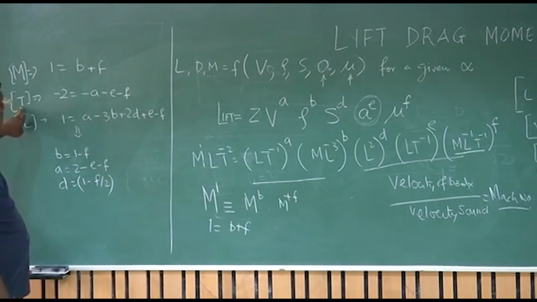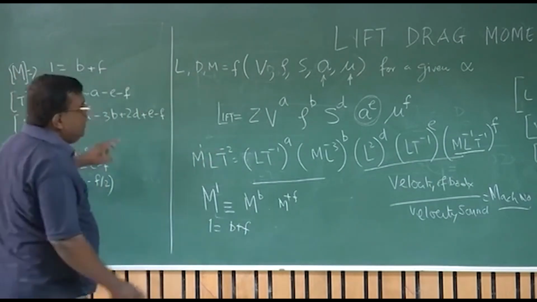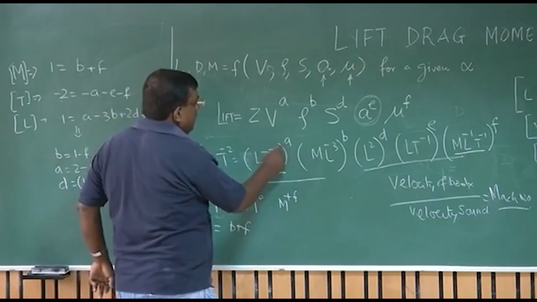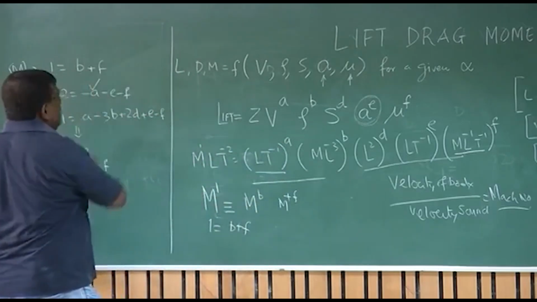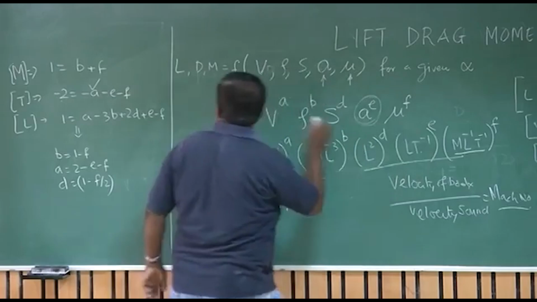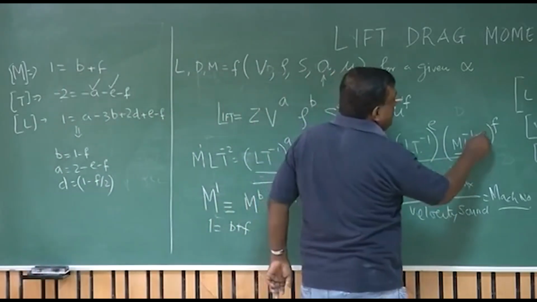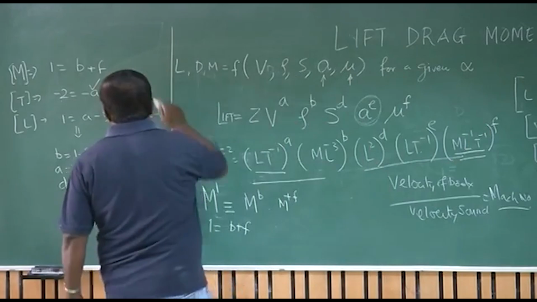Again, let us check for T. T here is minus 2, so minus 2 is here. I go here in this minus A, so minus A is here. I further go here, is minus E, minus E is here. Further I go here, I find it is minus F, so minus F is here.